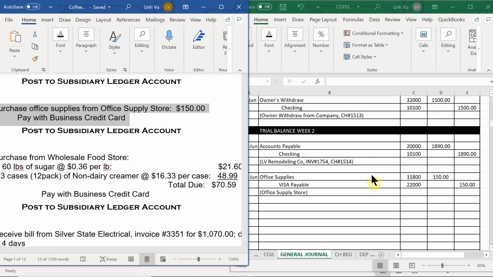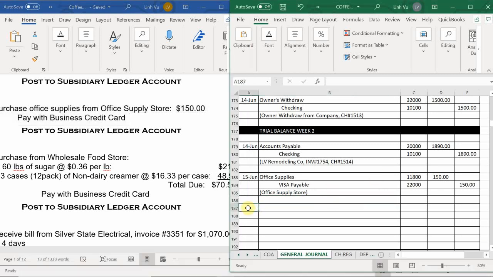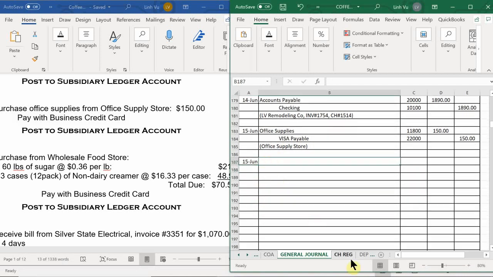We're on the purchase from the wholesale food store. 60 pounds of sugar. And so the question is, how do we journalize this? Tell me what to do. Okay, in the general journal, you're going to put the date. The date is the 15th.